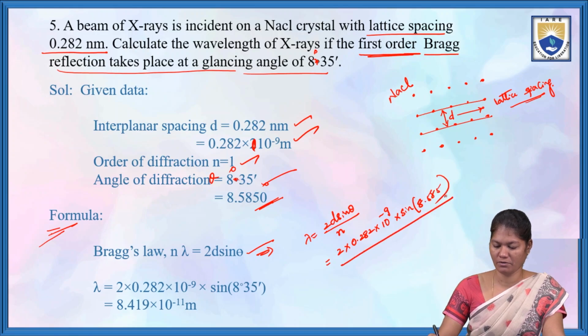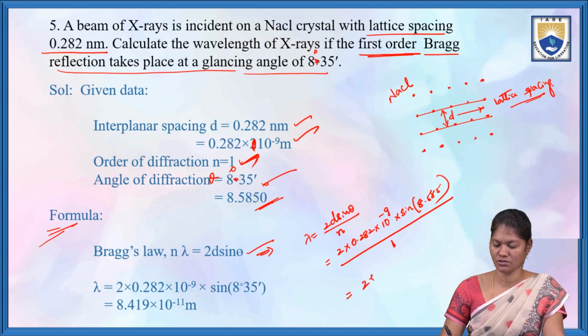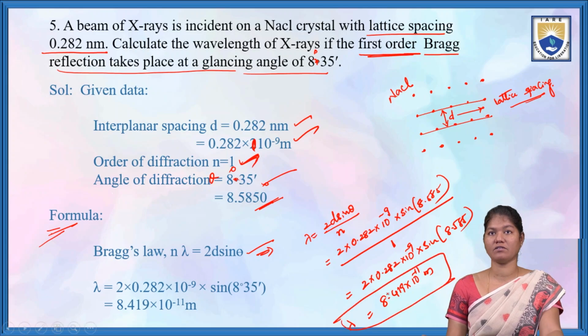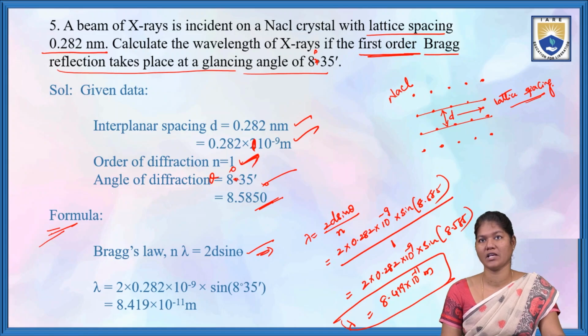So the angle is 8.585 degrees, and the order of diffraction is 1. So 2 into 0.282 into 10 power minus 9 into sine of 8.585 is equal to 8.419 into 10 power minus 11 meters. This is the wavelength of the X-ray, which gives Bragg's reflection at first order.